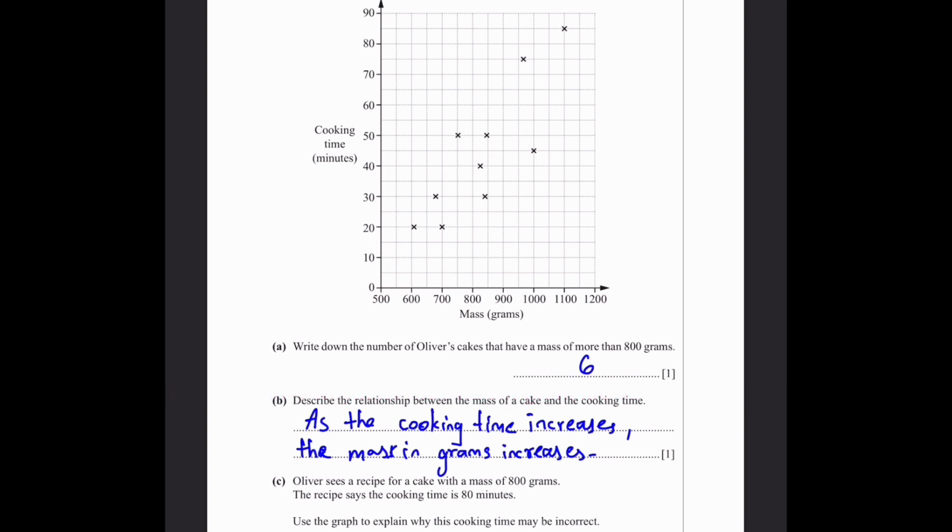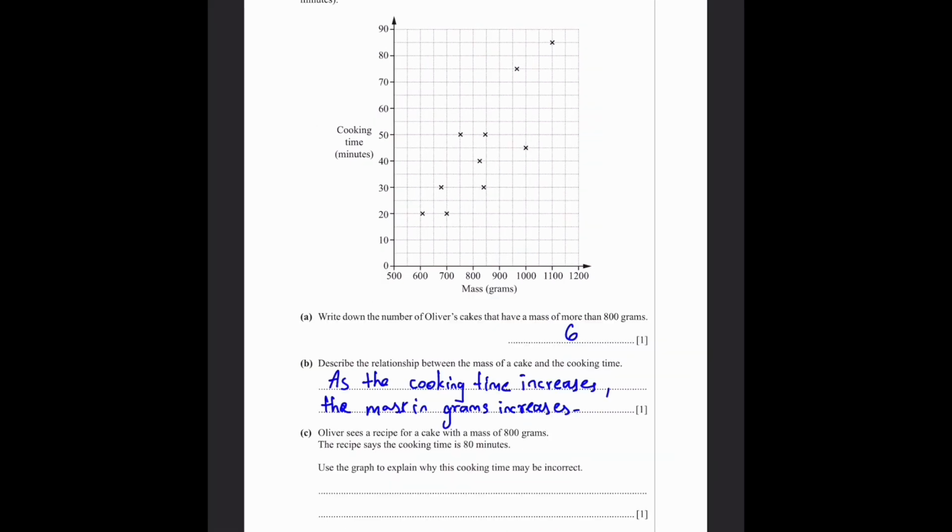That's the answer. And question C, reverses a recipe for a cake with a mass of 800 grams. The recipe says the cooking time is 80 minutes. Use the graph to explain why this cooking time may be incorrect. Let's see, 800 grams is right here, but if you see the cooking time, it's around 50 minutes. But it says 80 minutes here, which is all the way up here and totally not correct.